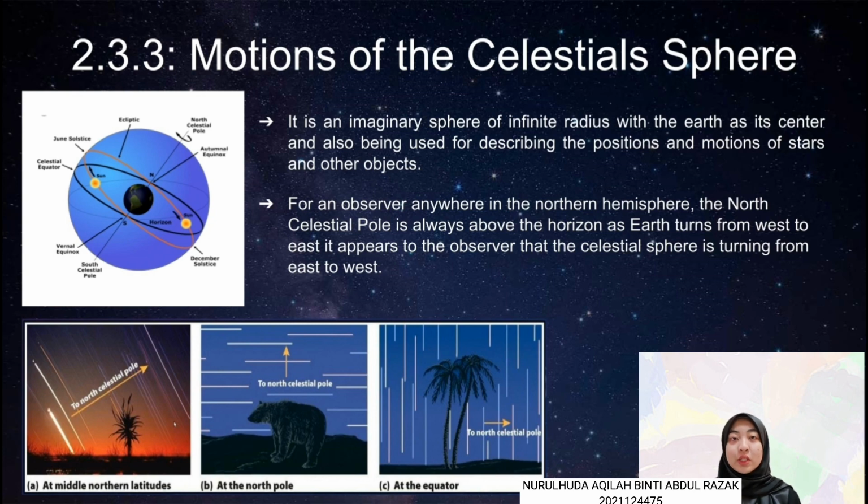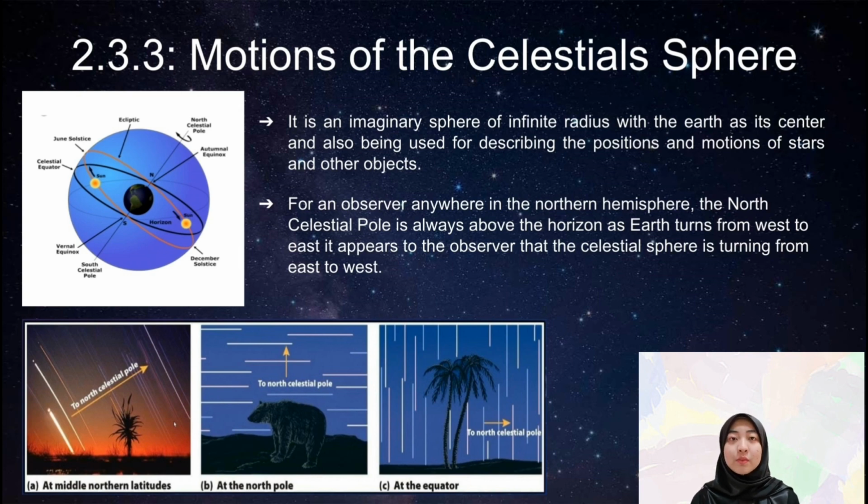I will present the motions of the celestial sphere subtopics. So, basically, the illusion that all stars are next to one another in the sky occurs because we lack depth perception when we look into space. It is a result of the fact that the stars are so far away.